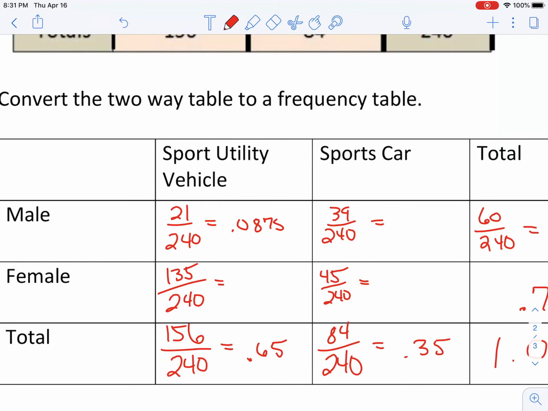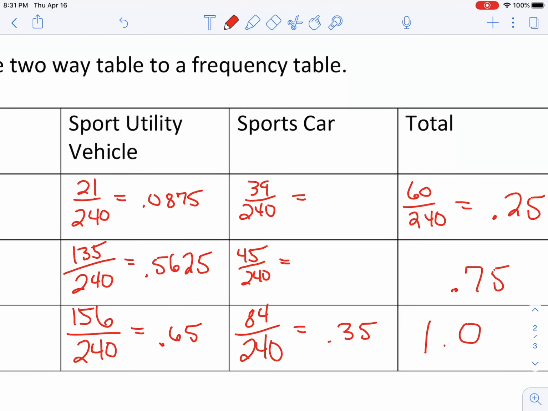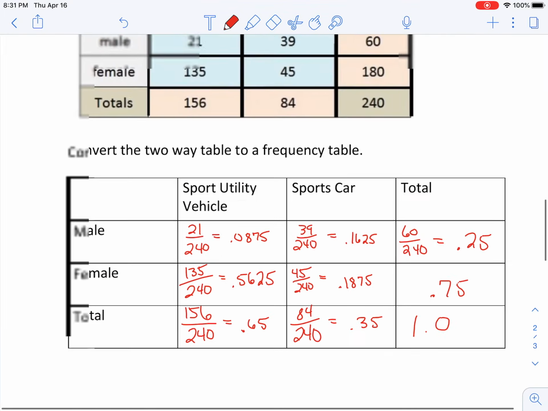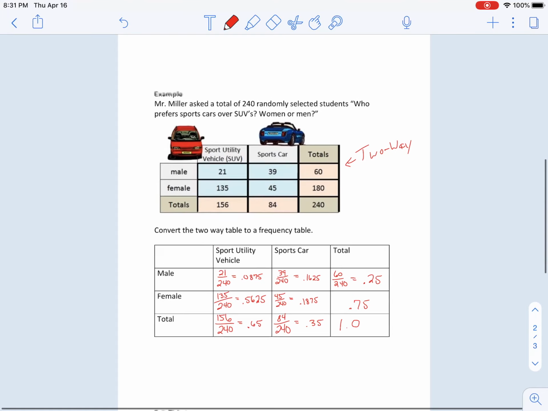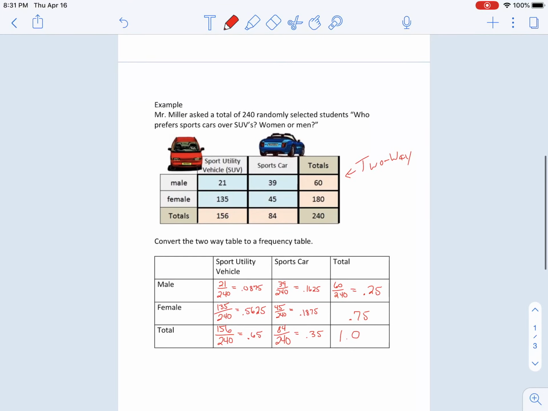21 out of 240 is 0.0875. 135 out of 240 is 0.5625, which if you add those both together, you'll get the other. 39 out of 240 is 0.1625. And 45 out of 240 is 0.1875. And again, once you add those all up, you'll get the same total. So that's how you create a frequency table.